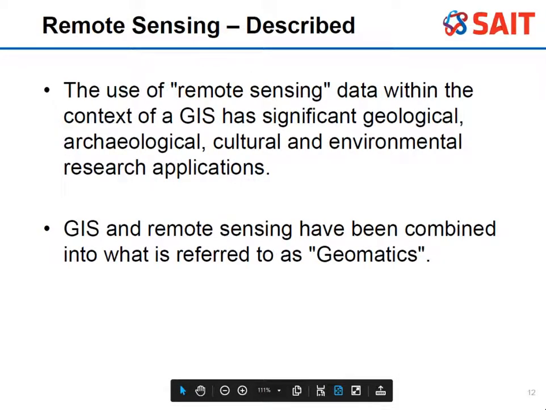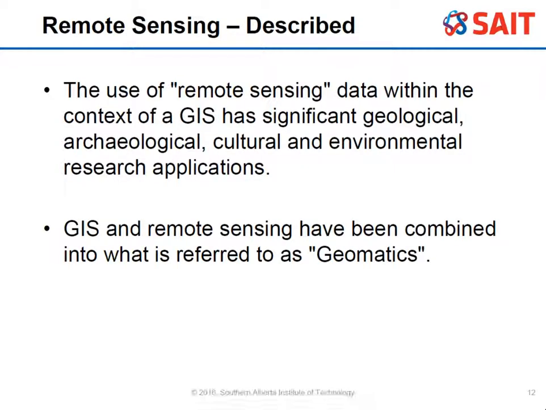So the use of remote sensing data within GIS, it's across the board. It's used in pretty much every industry: environmental, archaeological, cultural, geological. Remote sensing really tells a lot of stories, and so we can use it in any industry. So GIS and remote sensing have been combined into what is referred to as geomatics.